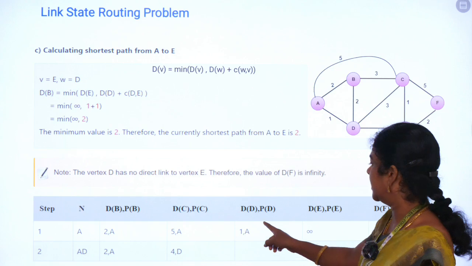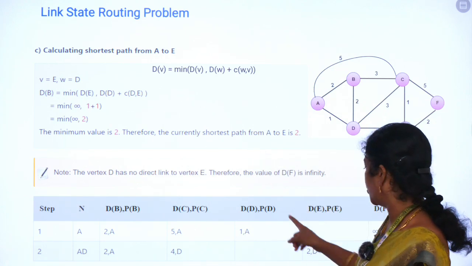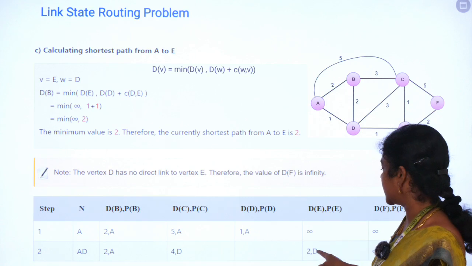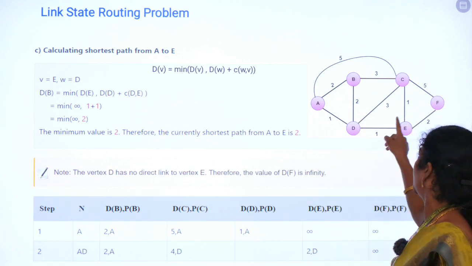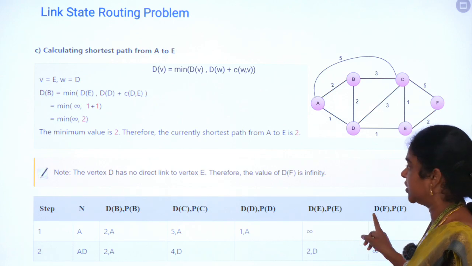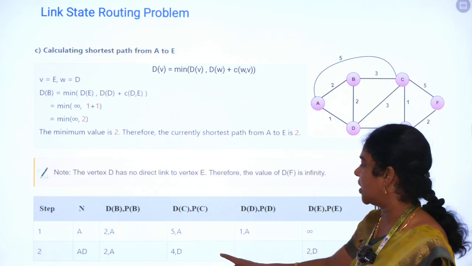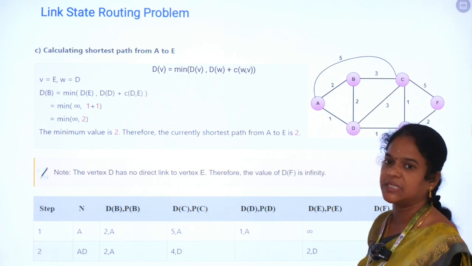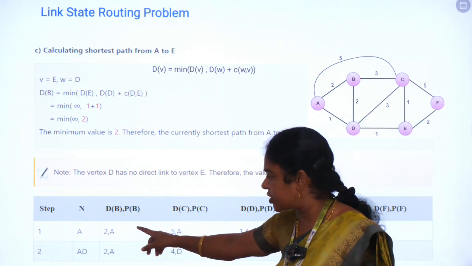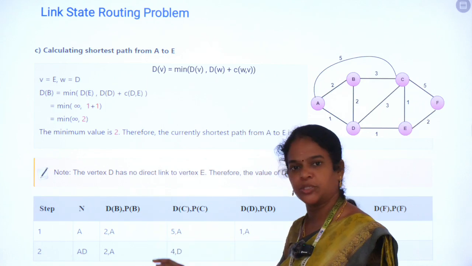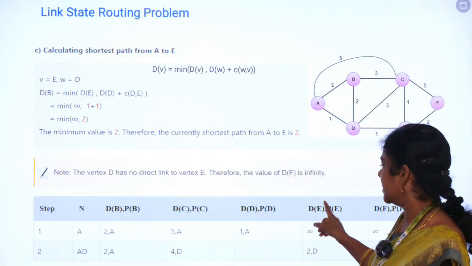Next, D is the root node, so next is E. Now we find 2 comma D. The path uses the previous node D, and D to F has no direct link, so it is infinity. Similarly, in this table we now have 2, 4, 2. Which is the minimum value? 2 is the minimum value. The first step also had 2 comma A, and the second step also 2 comma A. So now we use node E with value 2.